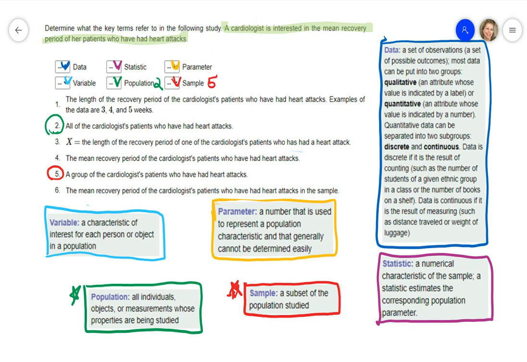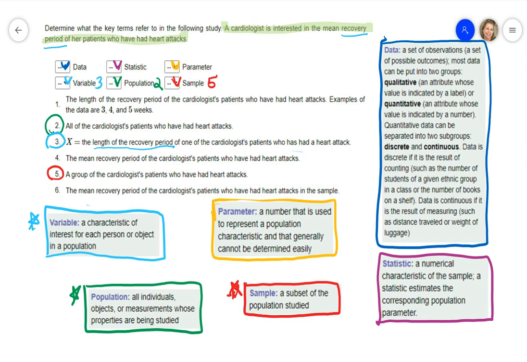Then the next easiest one to figure out is variable, which would be a characteristic of interest for each person or object in a population. And a lot of times they actually use a variable, which they did. They used an X on this one. And the characteristic that we're looking for is the length of the recovery period, because that's what it says. It's interested in the mean recovery period. Mean is an average, so, but how long does each one take? And then you average them, which is add them all up and divide by the number of numbers. But anyway, number 3 is the variable, which leaves us with 1, 4, and 6.